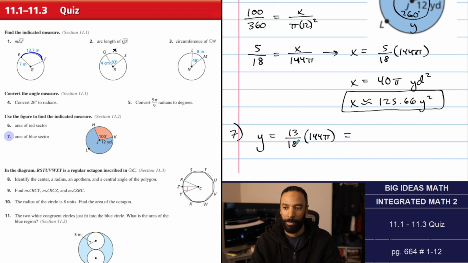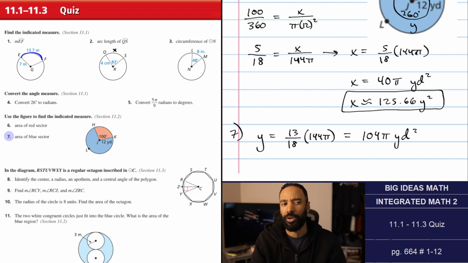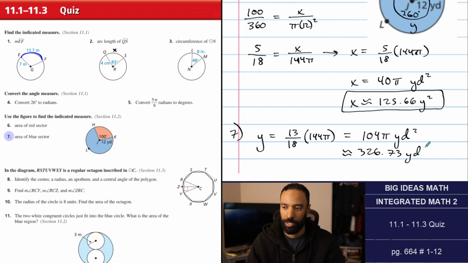144 pi over 18 is 8 pi. Yeah, that's right. Okay. 8 pi times 13 is 104 pi square yards. So that's an exact answer. So let's do 104 pi in the calculator. 104 pi, and I'm getting 326.73 about. 326.73 square yards. And those are the two answers that we're likely looking for there.